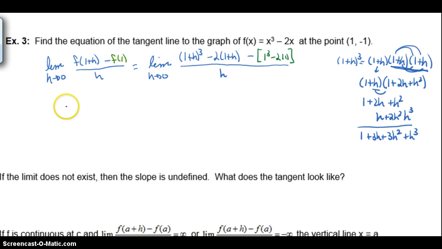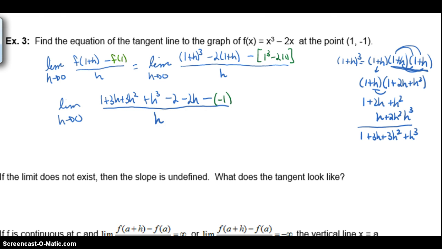So come back over here, we get the limit as h goes to 0. All this nonsense we now know is 1 plus 3h plus 3h squared plus h cubed. Distribute that negative: 2 minus 2h minus, and we already know that this stuff should equal negative 1 based off of the point that's actually on the function. So I'm just going to go ahead and put in a negative 1, but you can just do the calculation as well. And all that stuff, of course, is over h.